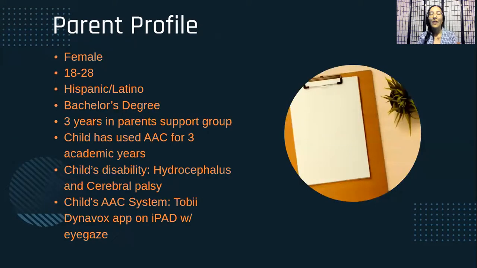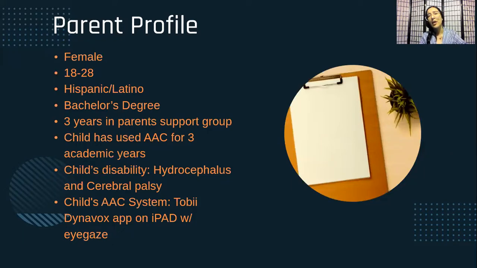And now a little bit about the parent. They are a female, their age range is 18 to 28. They identify as Hispanic or Latino. Their primary language is Spanish. They have a bachelor's degree. They have participated 3 years in their parent support group, and their child has used AAC for 3 academic years. Their child has been diagnosed with hydrocephalus and cerebral palsy, and the AAC system that their child currently uses is the Dynavox app on iPad with eye gaze.